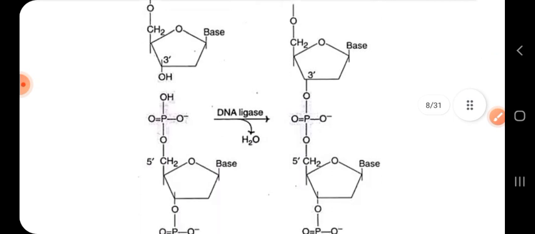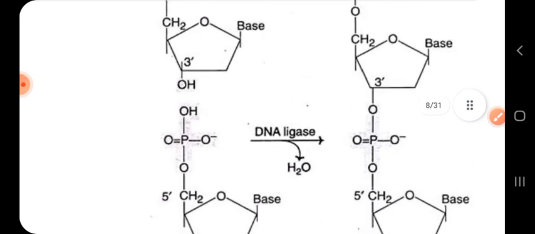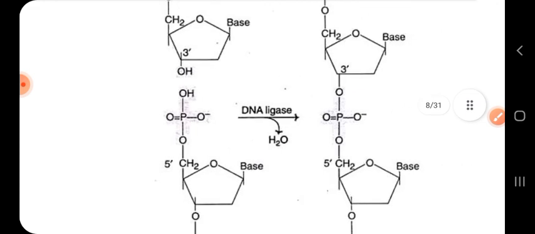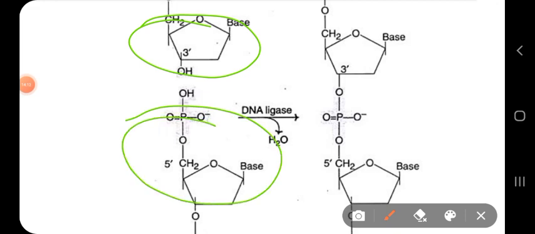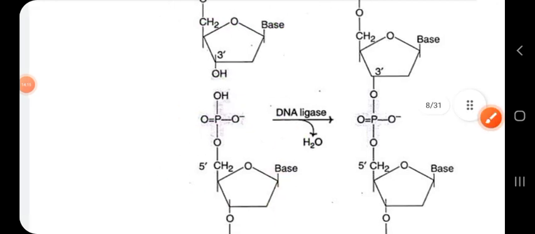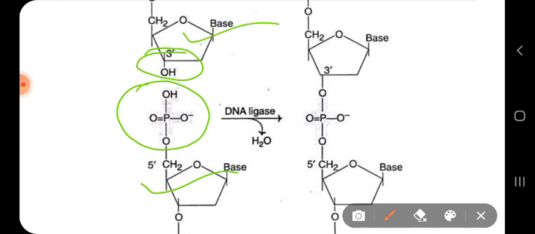Okay, so here it has been shown. This is one deoxyribose sugar, this is another deoxyribose sugar. See the 5 prime phosphate group of this deoxyribose sugar. It participates to form a phosphodiester bond with the 3 prime hydroxyl group of another deoxyribose sugar, to form this phosphodiester bond.